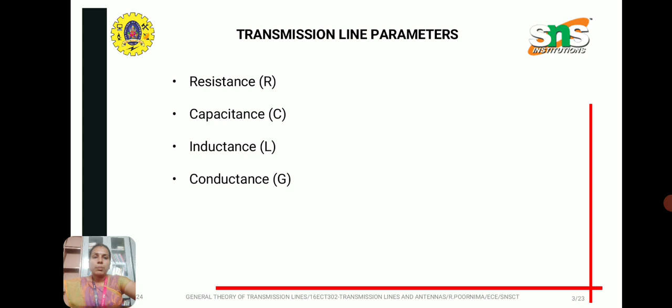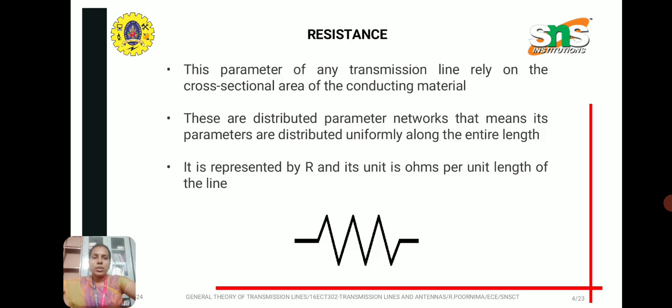Basic transmission line parameters are resistance, capacitance, inductance and conductance. So let's see them one by one. First of all, resistance. This parameter of any transmission line relies on the cross-sectional area of the conducting material. These are distributed parameter networks. It means its parameters are distributed uniformly along the entire length.